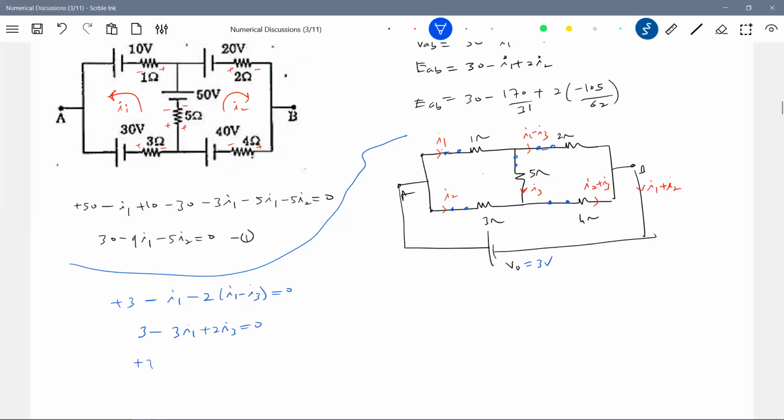So this will become 3 minus 3 I1 plus 2 I3 equals 0. Then one more: plus 3 minus 3 I2 minus 4 I2 plus I3 equal to 0. So 3 minus 7 I2 minus 4 I3. Then one more loop equation here: minus I1 minus 5 I3 plus 3 I2 equals 0. So solving all this, we'll get I1, I2.